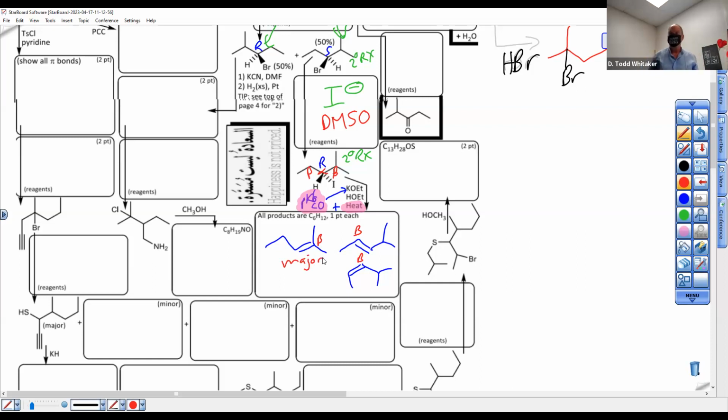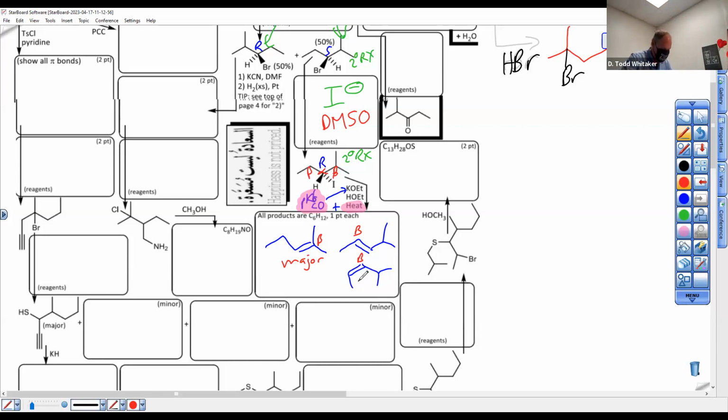Why major? And not the other 2? Well, it's got 3 carbons attached to the alkene. We call that a tri-substituted alkene. It has more hyperconjugation, this one, than these 2, which are di-substituted alkene. They only have 2 carbon groups.